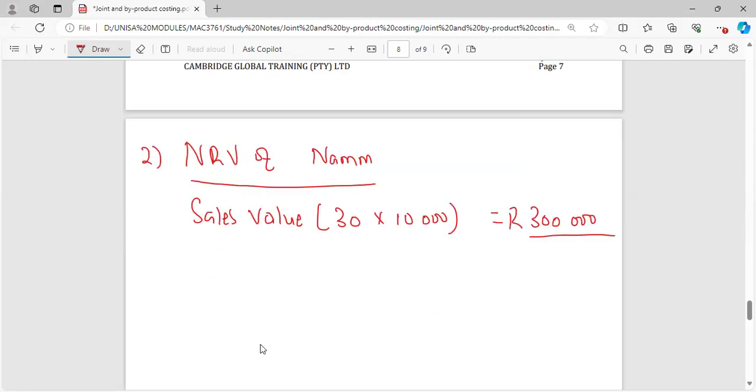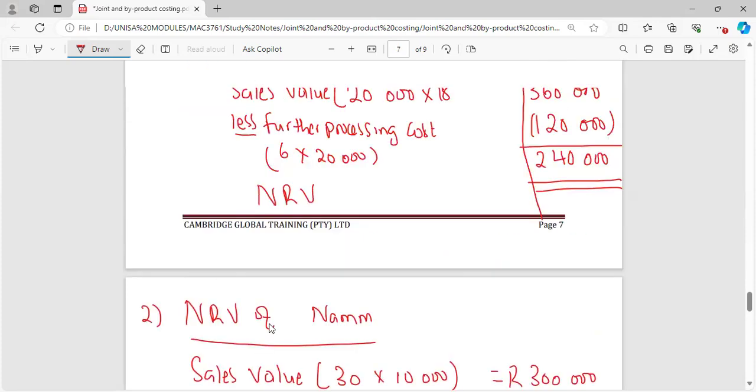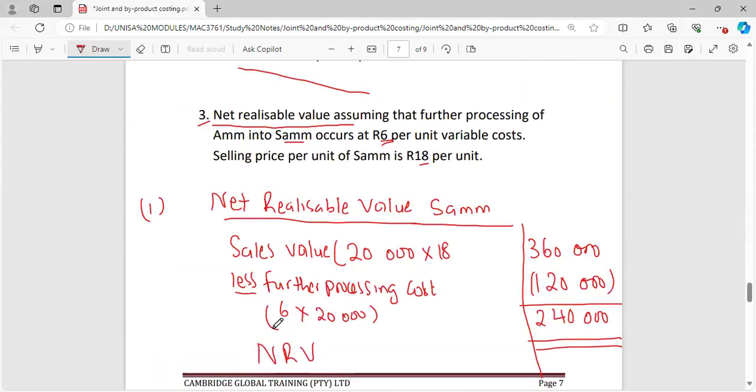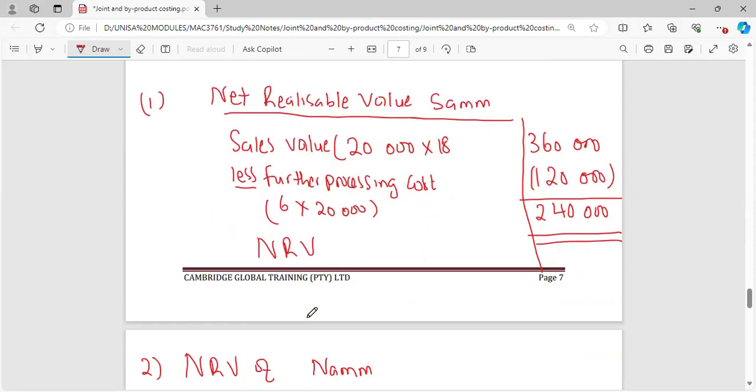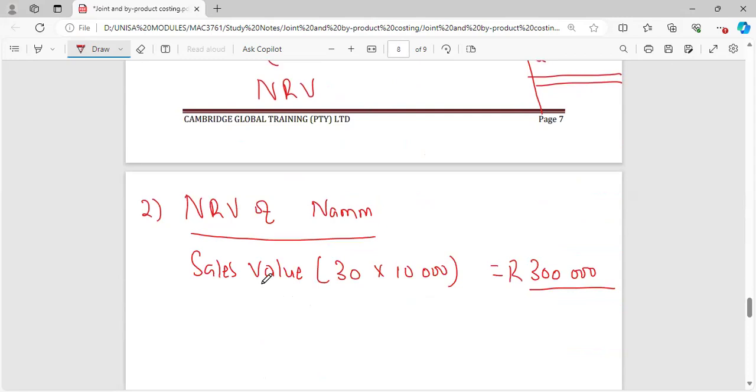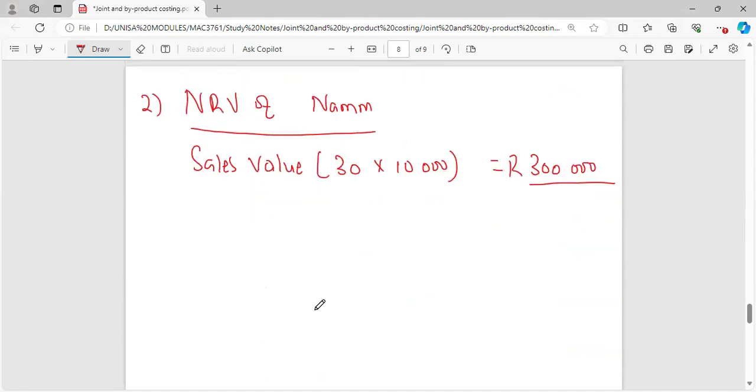Then when you have this, but we made a bit of a small mistake here. When you are answering your questions, calculations should come below your answer. So which means these calculations for net realizable values should come below your answer. You don't have to put the calculations on top of the answer. But for us now, that's what we did.